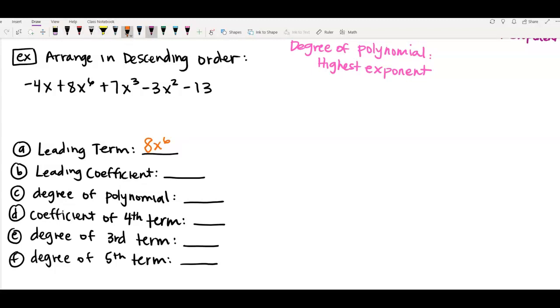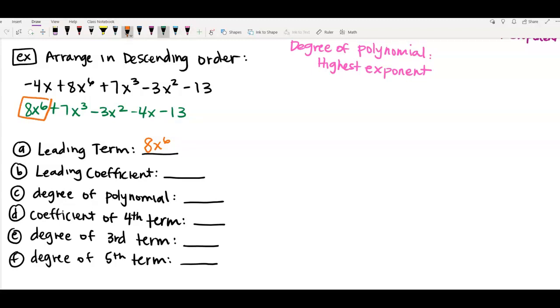Actually, let me rewrite these in descending order just to make sure everybody has it in the same order that I'm thinking of. So 8x to the 6th, right? Then we go to the next highest power, so plus 7x to the 3rd. But notice the power of 5 and the power of 4 is missing. That's okay, we're just going to the next one. And then the next highest exponent is 2, so I'll put minus 3x squared. Next one would be minus 4x, and then minus 13.